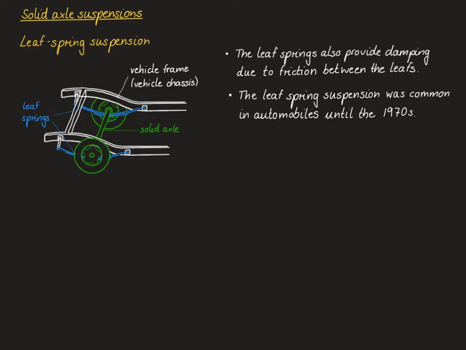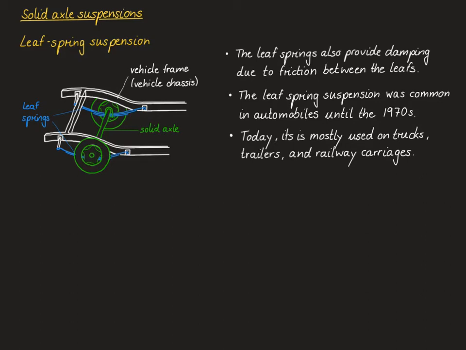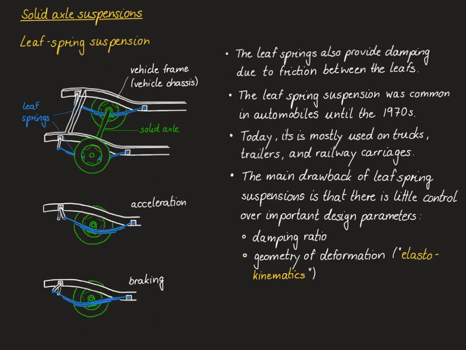The leaf spring suspension was very common in automobiles until the late 1970s. Today, it is mostly used on trucks, trailers, and railway carriages. Leaf spring suspensions have several drawbacks. The main one is that they leave little control over important design parameters of a suspension, such as the damping ratio, or more importantly, the geometry of deformation of the suspension under different loads. This is also referred to as elastokinematics of the suspension.